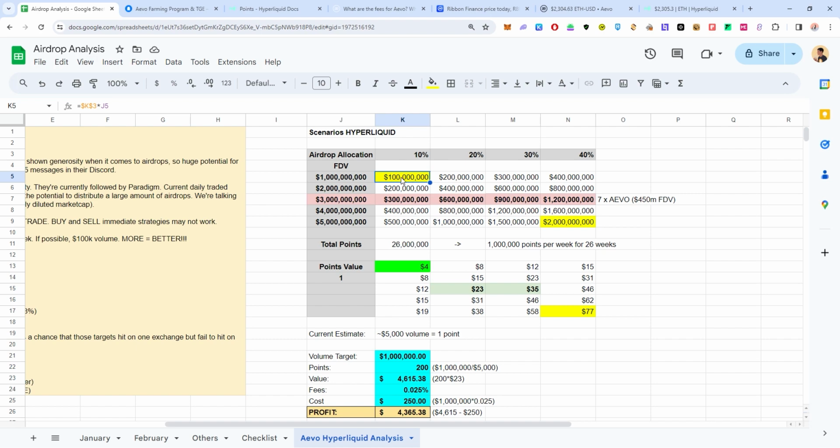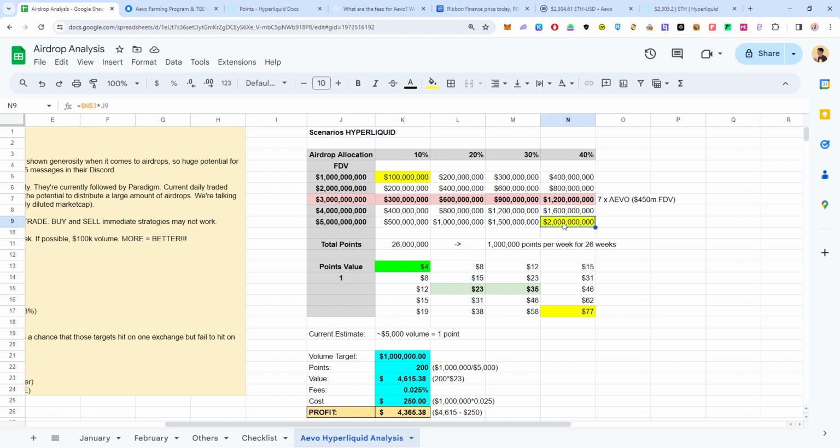Minimum, I think, is 100 million value for all their users. Maximum, which I think is very unlikely, I think their fully diluted valuation could go up to 5 billion. But for the airdrops to be 40%, very, very unlikely.